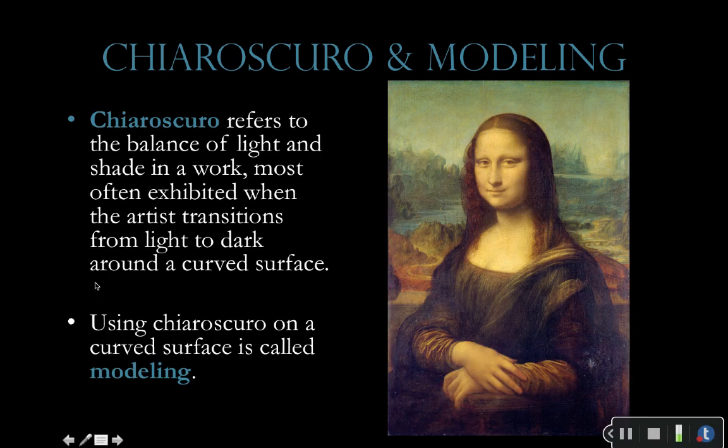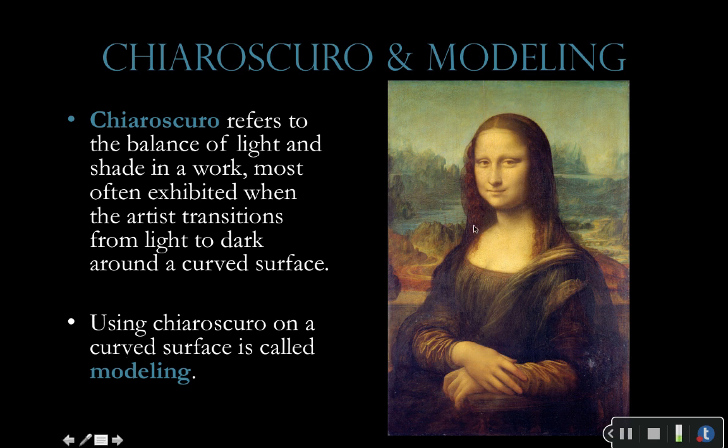There's a couple of terms I also wanted to bring up just to emphasize from your textbook. One is chiaroscuro and the other is modeling. These are very, very similar terms, and you'll see they're often used interchangeably, okay? So chiaroscuro is an Italian term. It refers to the balance of light and shade in a work, most often exhibited when the artist transitions from light to dark around a curved surface.